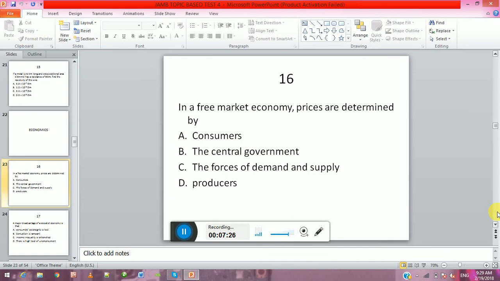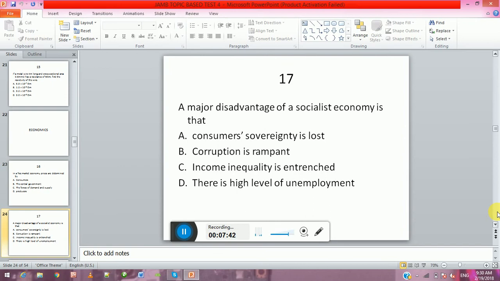Economics. In a free market economy, prices are determined by A. Consumers. B. The central government. C. The forces of demand and supply. D. Producers. The major disadvantage of a socialist economy is that A. Consumer sovereignty is lost. B. The corruption is rampant. C. Income inequality is entrenched. D. There is high level of unemployment.